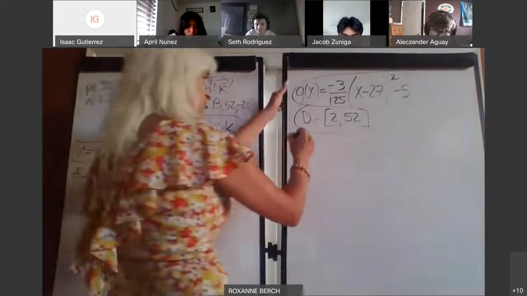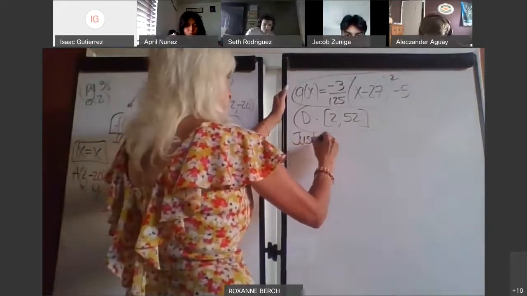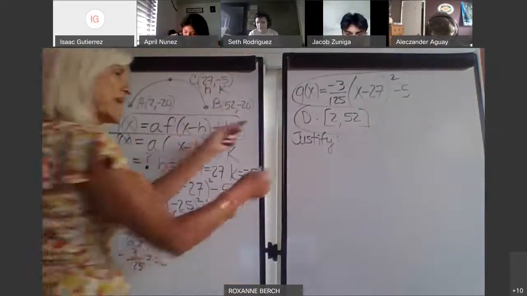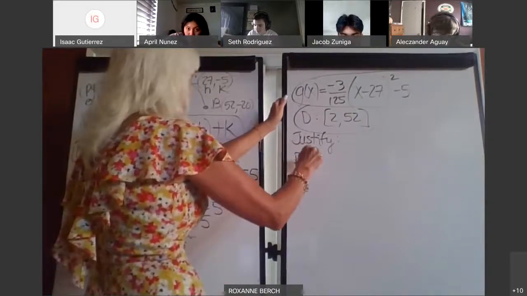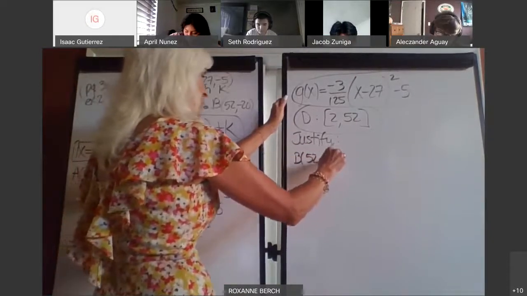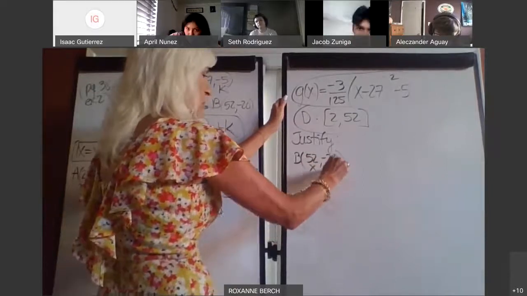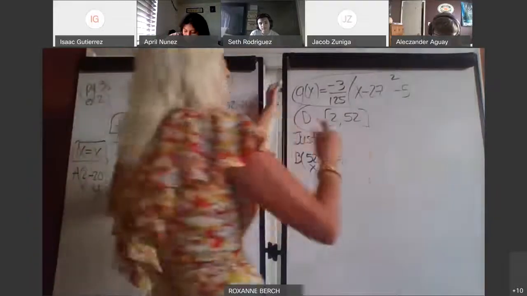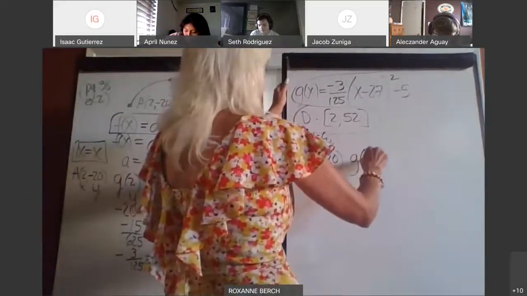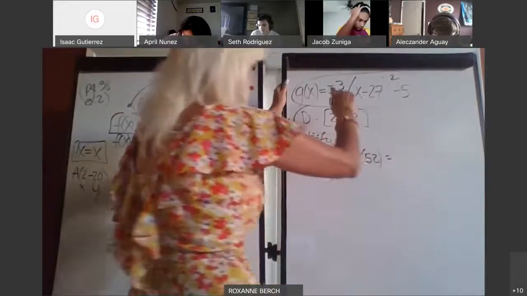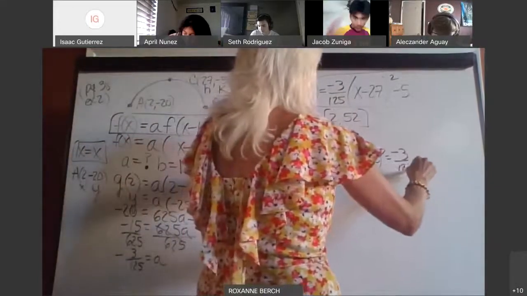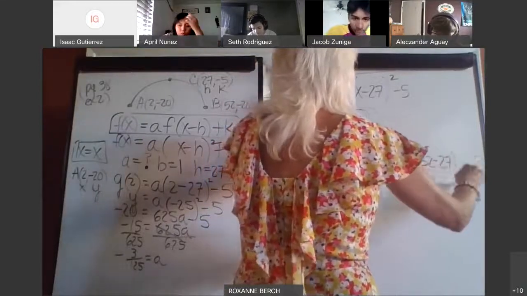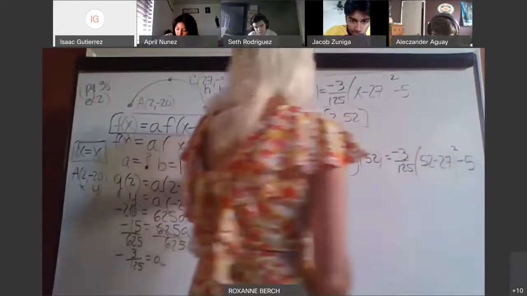Okay, if you wanted to justify or verify your answer, that is a proof. And we would use the other point, B, right? 52 down 20. So that's another x, y. So to prove that this is right, we could take g of x into our function. Wherever you see an x, you put a 52.